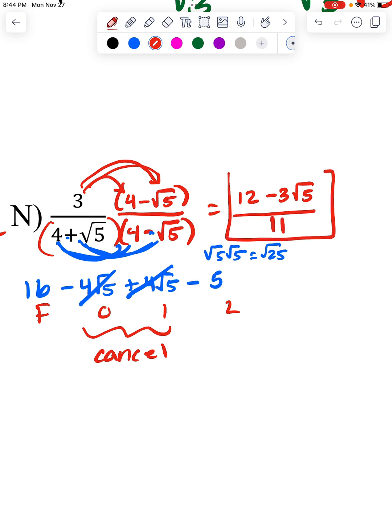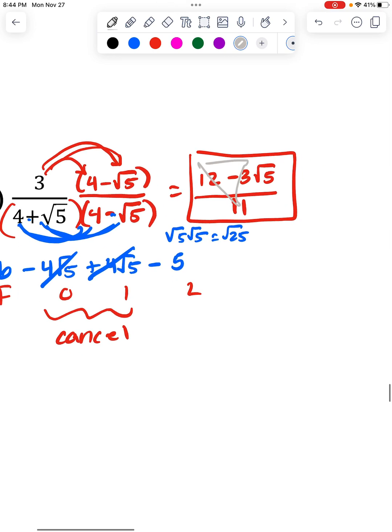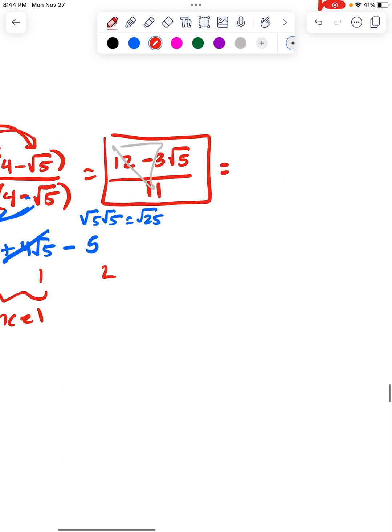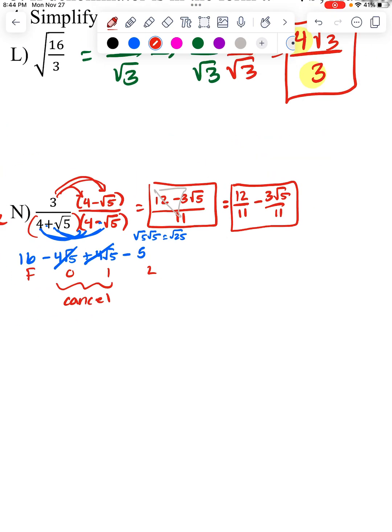And then I take a look at that. And the only way you could ever reduce this is if some number went into 12 and 11 and also into 3, but nothing divides out of there. So I can't reduce it, and that is my final answer. It is also okay, and depending on who you have for a teacher, they might split it up and write it as 12 over 11 and then minus 3 root 5 over 11. But it doesn't really matter. They're mathematically the same thing.